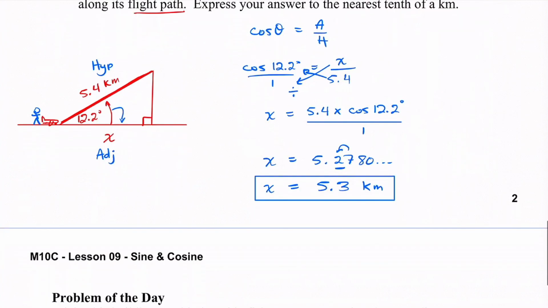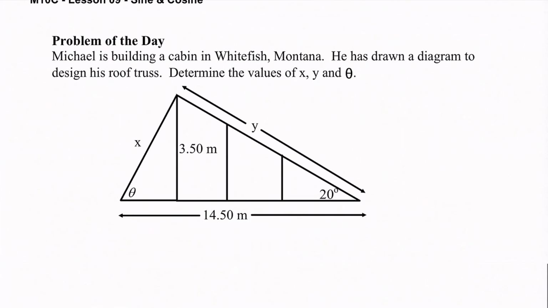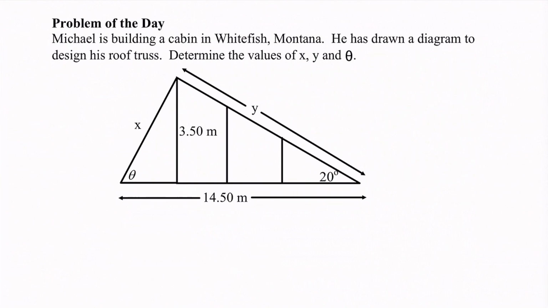So moving along to our last one here now. So this is our problem of the day. If you guys want to pause it and then try to do this one on your own, you can. We are trying to determine the values of x, y, and theta. So there's 3 things we got to find. And I'll give you guys a hint. You're going to want to start with the triangle where we have at least 2 pieces of information on it. Okay, so I'll give you a hint. You're going to want to start at this triangle right here.